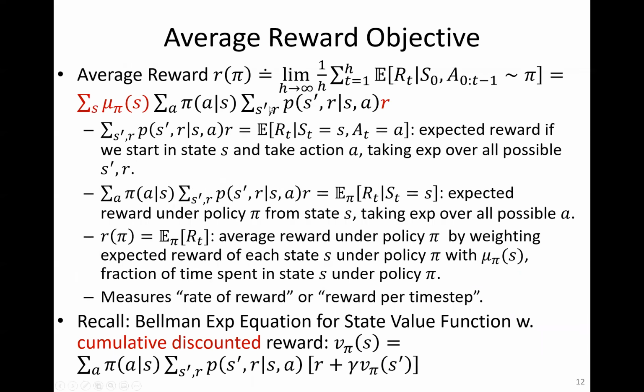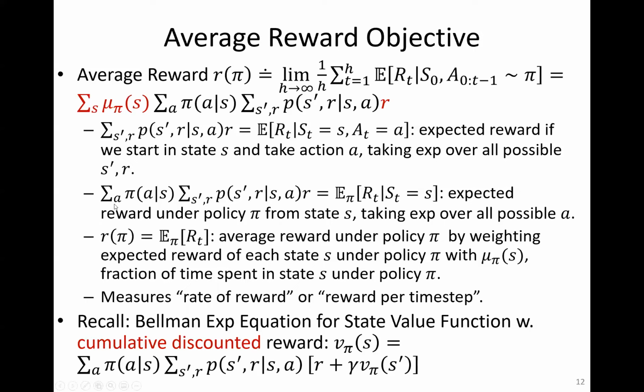So that's why this is the average reward as opposed to the cumulative discounted reward. It's the sum over the expected reward within the horizon H, and H goes to infinity. So let's parse it one by one. The first term here is the expected reward if we start in state S and take action A, taking expectation over all possible S prime and R.